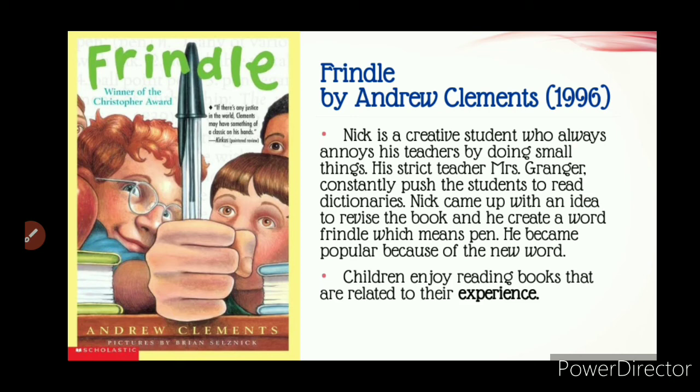The story describes the life of Nick, a student who always annoys his teachers. Because of his playful idea, he created the word Frindle, which means pen. And as he grows up, the popularity of the word affects his life negatively. So this story shows how the protagonist deals with a conflict in a school setting. School stories depict the life of students, making the readers feel connected.